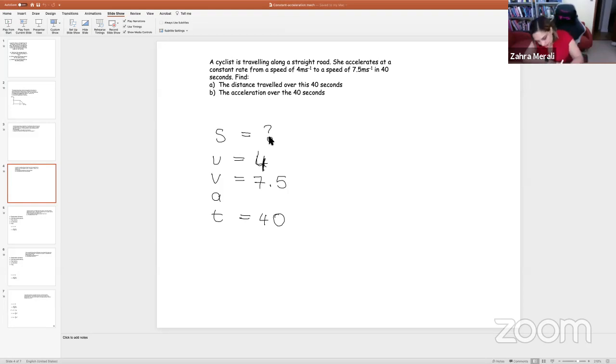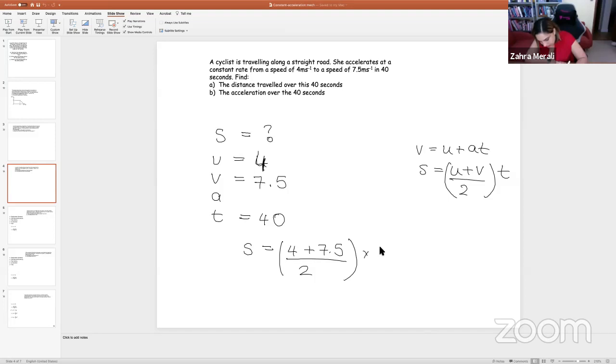Now remember the formulas we've just looked at, v equals u plus at, and s equals u plus v over 2 times t. And remember, you're given these, so you have these near you. So you're like, which of these formulas will work? You look at the formulas, you want to find s, so we're going to use the second formula. You plug in the numbers: s equals 4 plus 7.5 over 2 times 40, which gives us 230 meters.